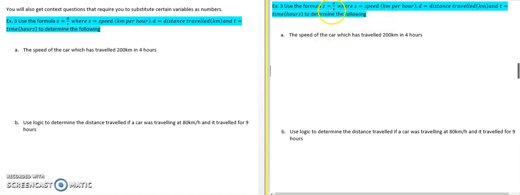S is equal to d divided by t, or d over t. S is speed, the speed of a certain vehicle, which is determined in kilometers per hour. D is equal to distance traveled, which is in kilometers, and T is equal to time. So in order to get the speed of something, it's distance divided by time. You might see this pop up within science questions. It's also used in maths quite a lot.